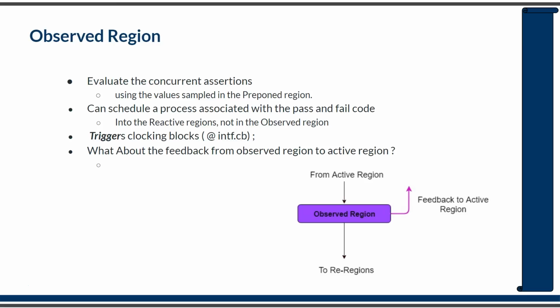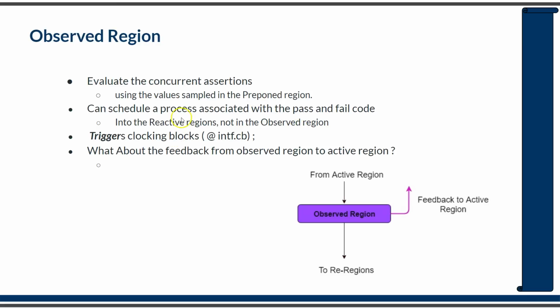Based on the pass or fail condition of the concurrent assertion, it can also schedule a process along with this. For example, if an assertion is failing, you can call a task in SystemVerilog. If that kind of scheduling is happening, it will be put into the reactive region, so none of those activities will happen in the observed region. The observed region is dedicated only to the evaluation of concurrent assertions.